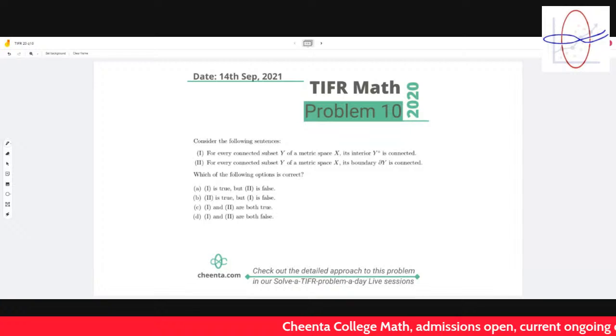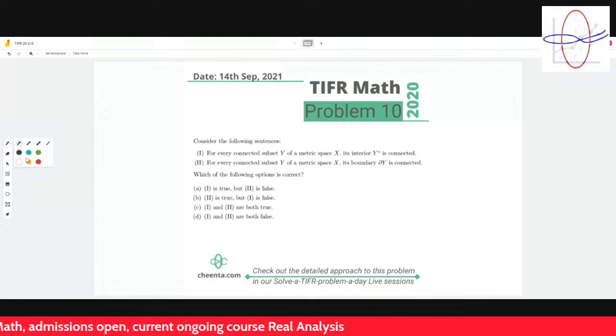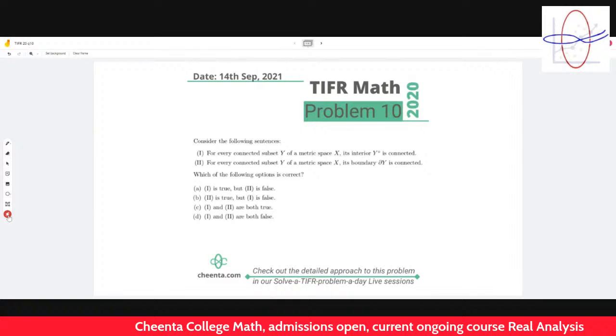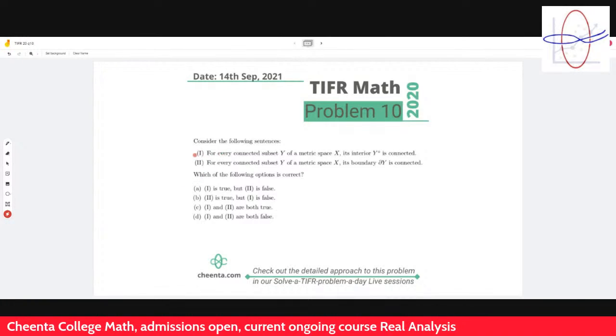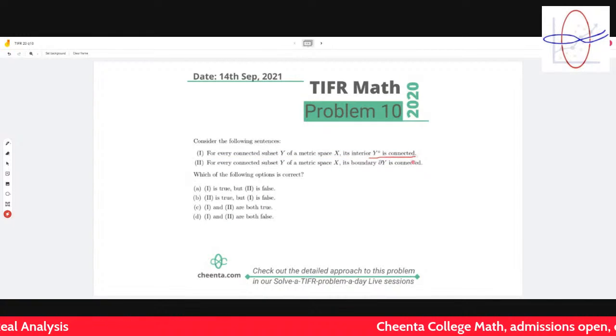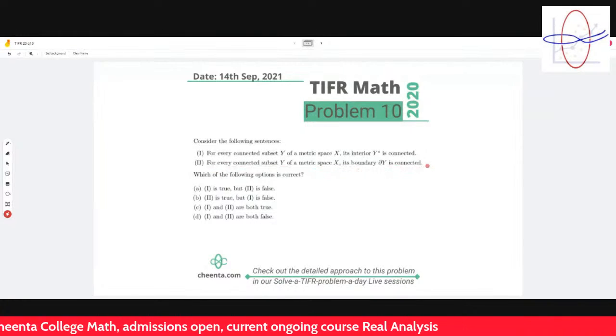So, welcome everybody. Today we are going to solve the IFA 2020's problem number 10. Now, this problem practically deals with a very simple, let's say, geometrical observation. As you can see, this problem is telling us which of the following statements are true. For every connected subset Y of a metric space X, its interior is always connected. And for every connected subset Y of a metric space, the boundary of it is always connected.